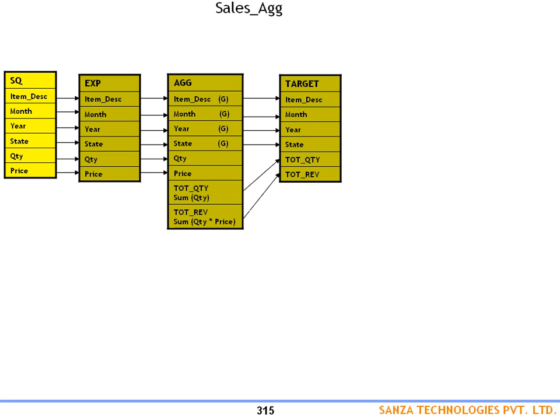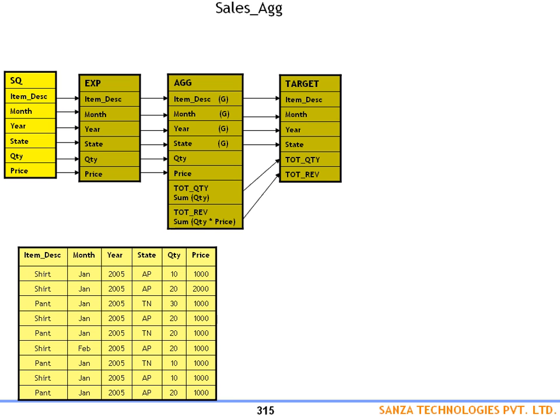Now, how does Informatica work? When you execute this, Informatica extracts the complete data from the source and does a row by row process. So what is this row by row process? That is the way Informatica functions. It will do row by row.